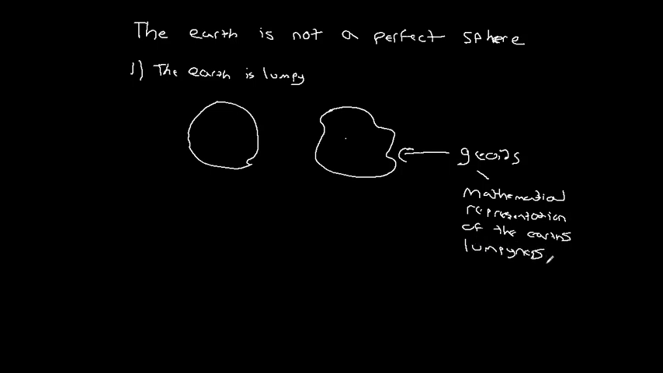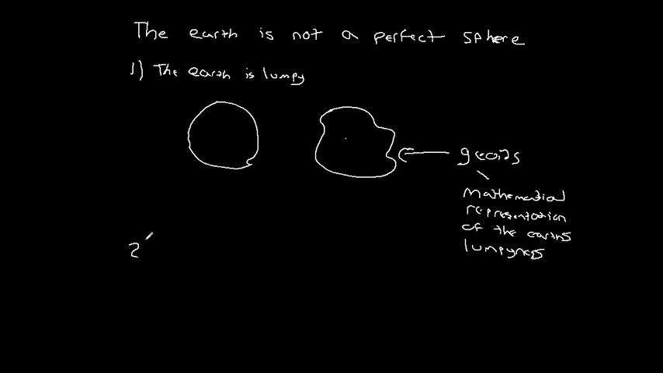Now, you'll oftentimes hear a geoid described in the context of if the sea were able to flow freely over the continents. The technical definition of a geoid isn't super important for this context. It's just important to know that our perfect idyllic spherical Earth doesn't work. And one of the main reasons is because the Earth is lumpy.